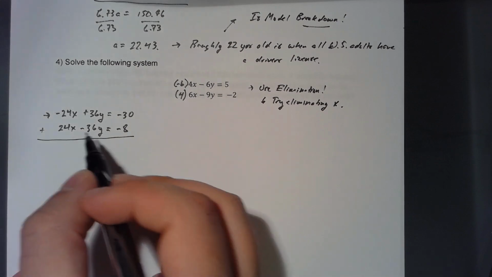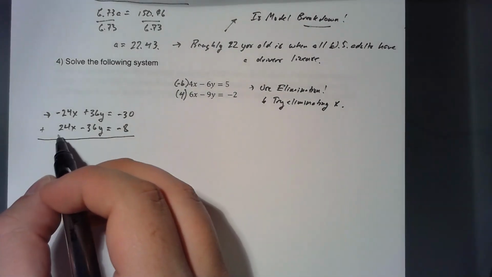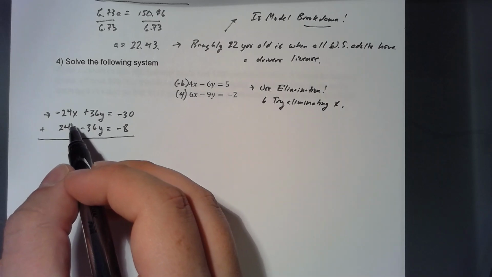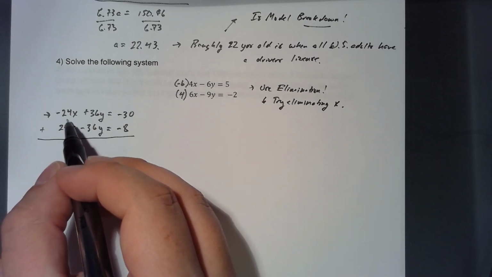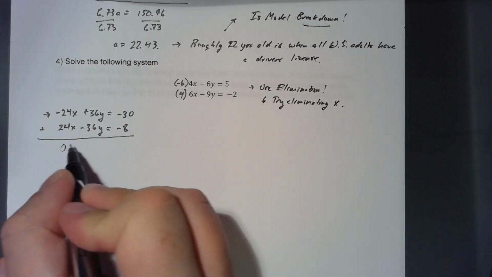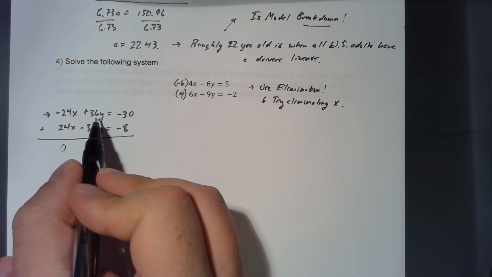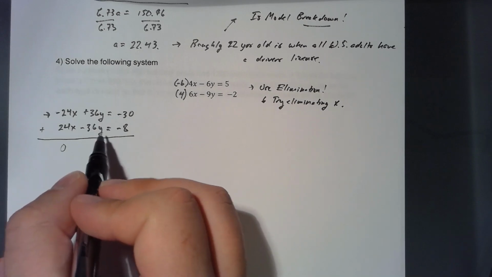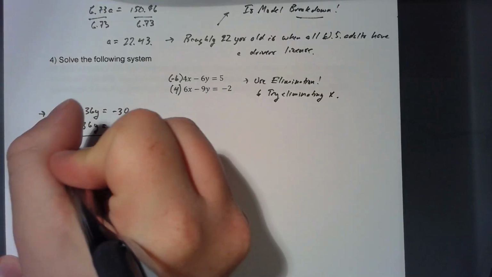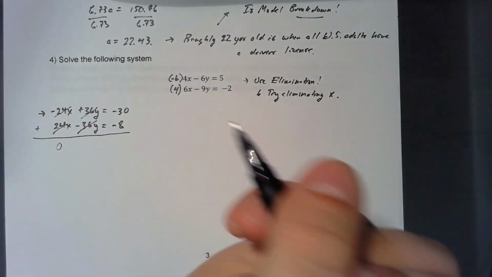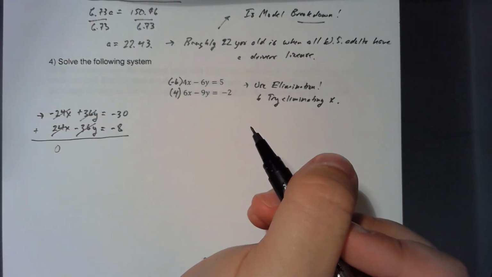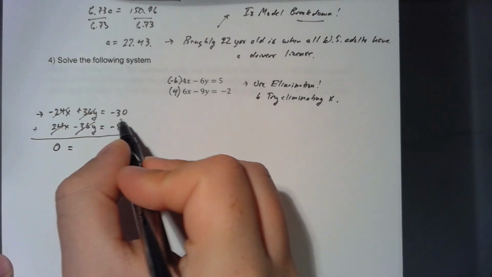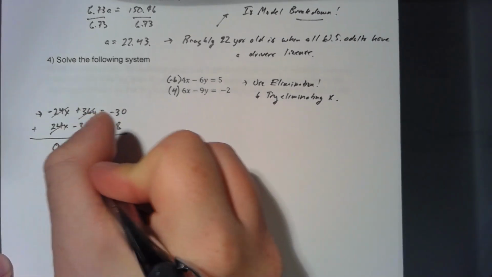So if I add these equations together, -24x plus 24x, sorry about that, I was doing some basic computations, they cancel, right? You're going to get 0, right? When I add 36y and -36y, they also cancel. So they cancel, and they cancel there. So I'm going to get 0 on the left side, and that equals, so -30 plus -8 is -38.